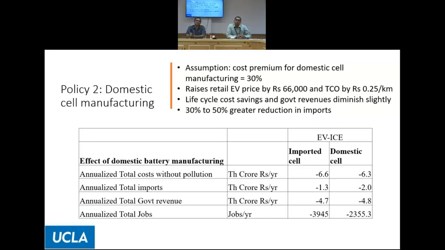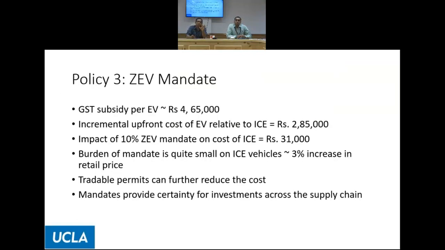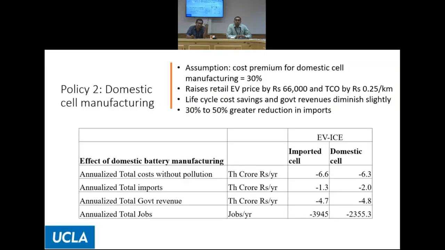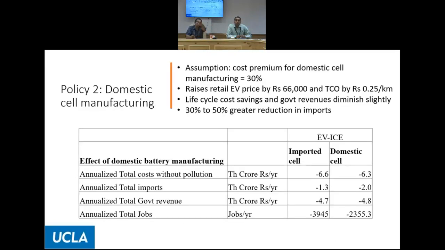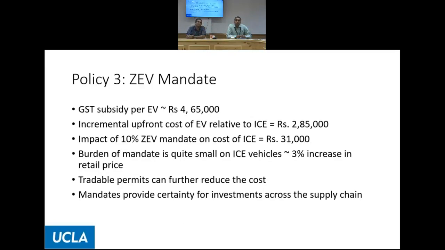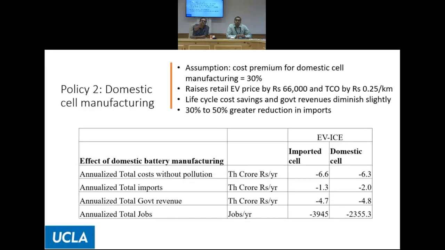Isn't that from a policy? Yes, absolutely. Let's have a discussion there on the policy. The first was to target high usage vehicles. The second is domestic cell manufacturing, which you're already doing. I have one more piece to add there, but I'm just showing what sort of numbers my model suggests.